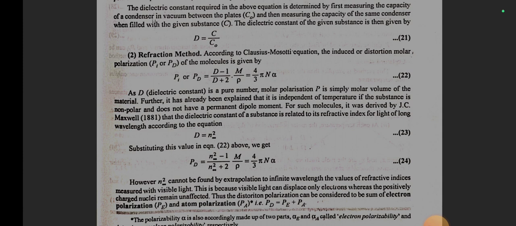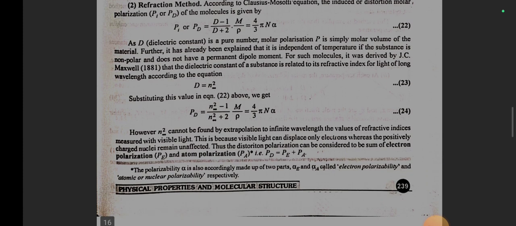For such molecules, it was derived by J.C. Maxwell that the dielectric constant of a substance is related to its refractive index for light of long wavelength according to the equation d is equal to n square. Substituting this value in equation 22 above, we get PD is equal to (n square minus 1) upon (n square plus 2) into M by rho is equal to 4 by 3 pi N alpha.